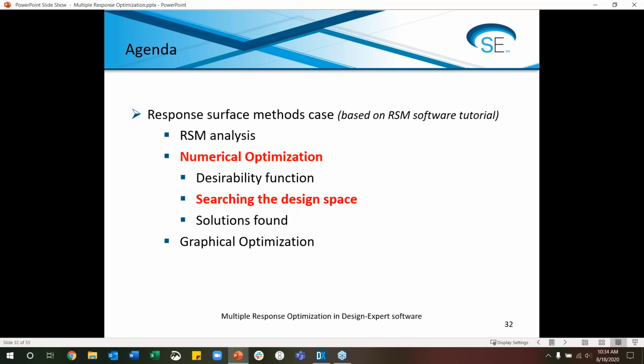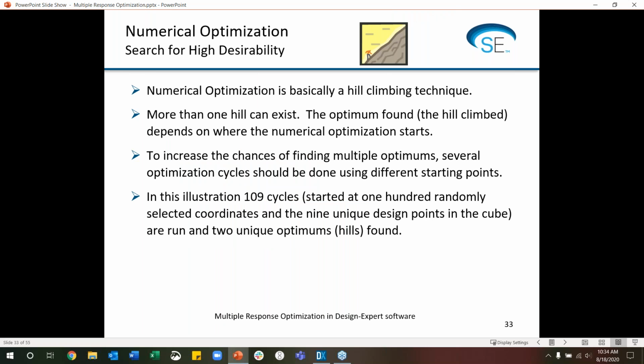All right, so let's talk about searching the design space. I've put together some graphics to illustrate this. Some top level things: numerical optimization is basically a hill climbing technique, and all the major software packages for DOE use the same or very similar techniques that I'm going to show you here. It's a very powerful technique and works well, which is why we've all used it.